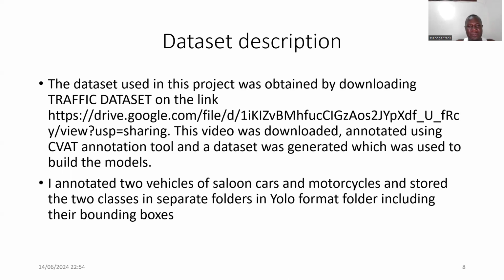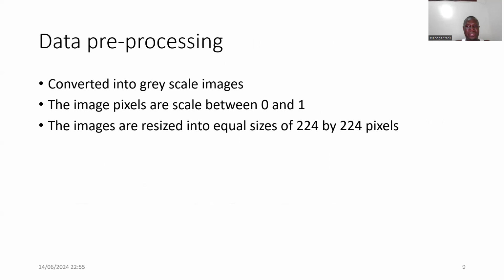So, dataset description. This is the dataset that madam you gave us. I downloaded it from that site, and then I annotated this video using the Computer Vision Annotation Tool, and I generated the labels that I used to develop this model. I generated two vehicle classes, that is saloon cars and motorcycles. So these are the classes that I used to build the neural networks.